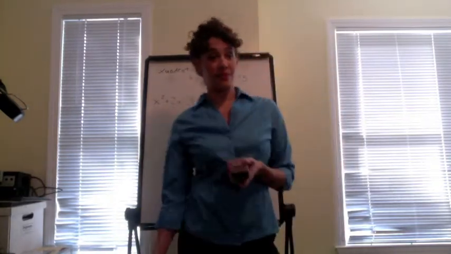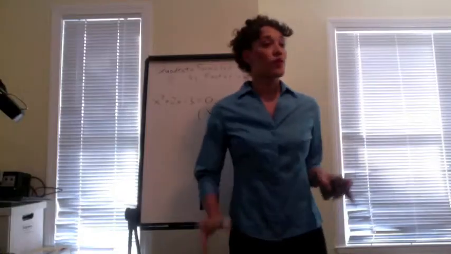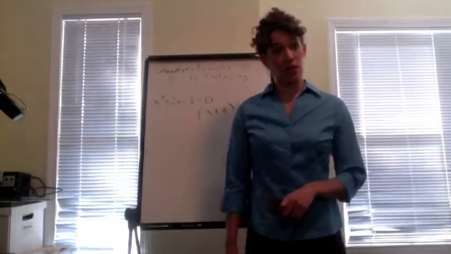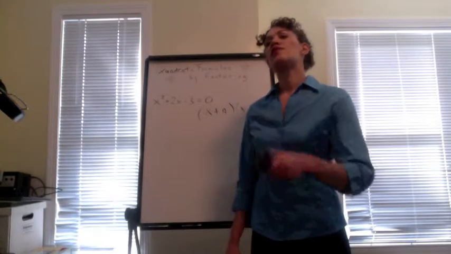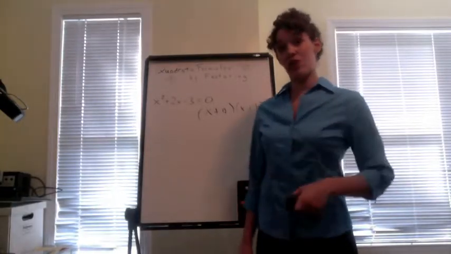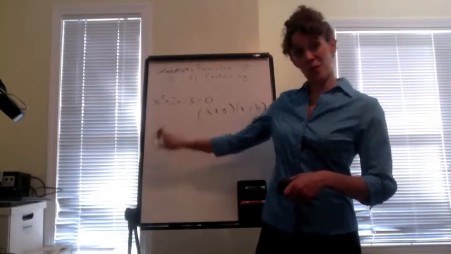E? 1 and 1. True, but when you multiply them together, do you get negative 3? Point. Sophia? 3 and negative 1? Correct. And when you add 3 and negative 1 together, you get 2.